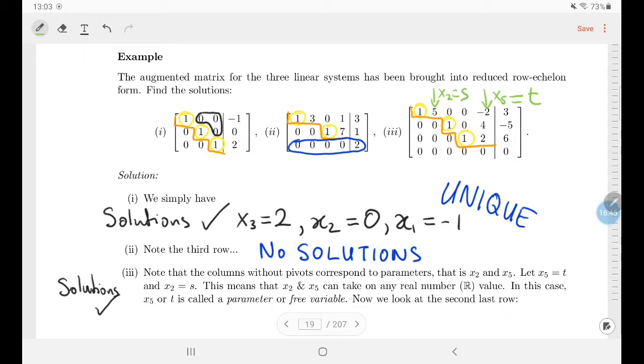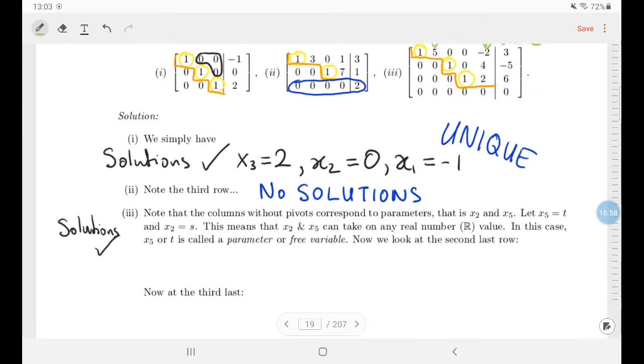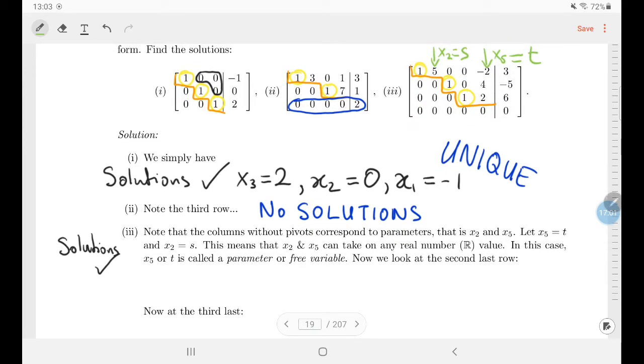Okay, so what is x5? x5, I'm telling you, can be anything. So for every possible value of x5, there is a solution, is what that says. Infinitely many solutions, therefore. So look at the second last row of this third one. It says 1x4 plus 2x5 is equal to 6. We know that x5 can be anything. We're calling it t.